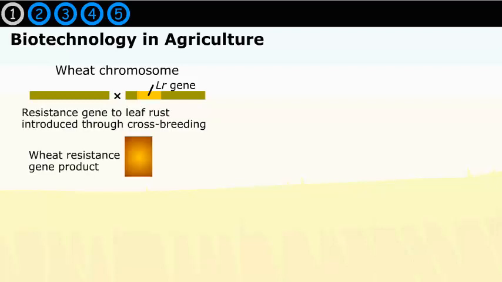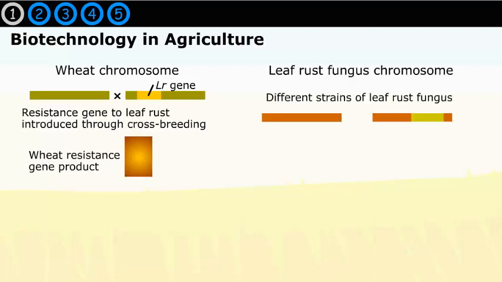Biotechnology provides another route to introducing desired genes and traits into plants. It can accomplish things that traditional breeding techniques cannot. For example, resistance to leaf rust that is introduced through traditional crossbreeding is often associated with a single gene product. Resistance to this gene product may be overcome by a resistant strain of rust fungus that evolves through natural selection.